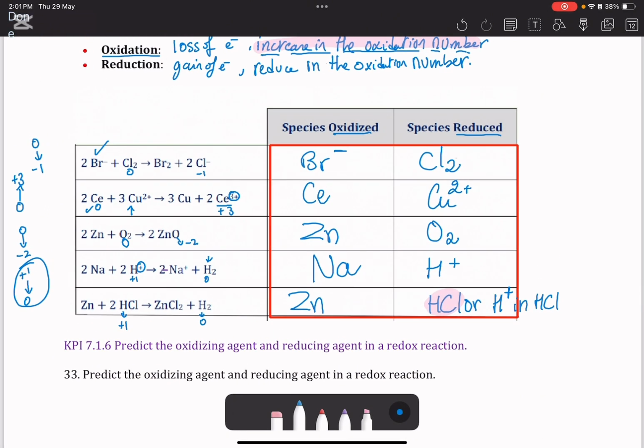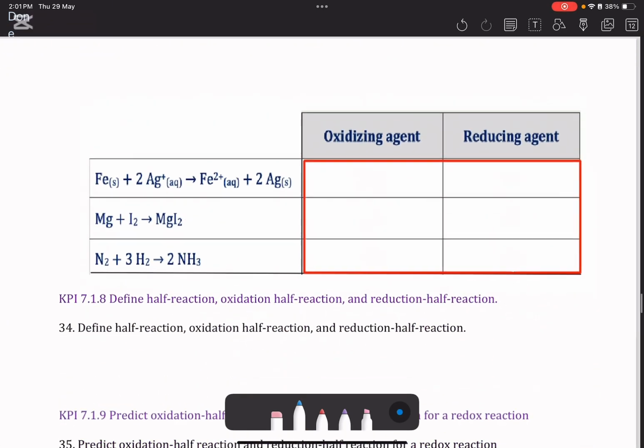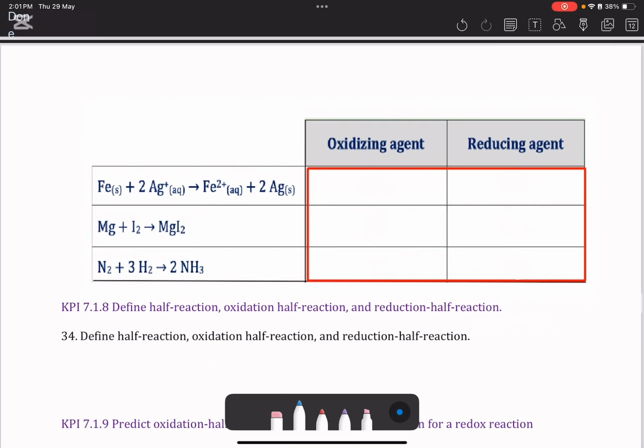Before I move on, any species oxidized is also called a reducing agent. Any species reduced is called the oxidizing agent. So, here in this question, next to this one, write reduction so that you don't get confused. And next to this one, write oxidation. And start comparing the oxidation numbers.